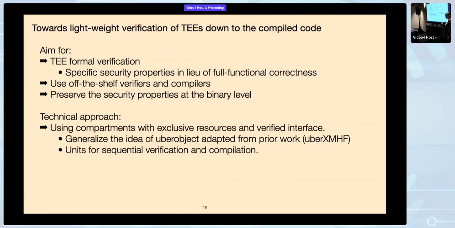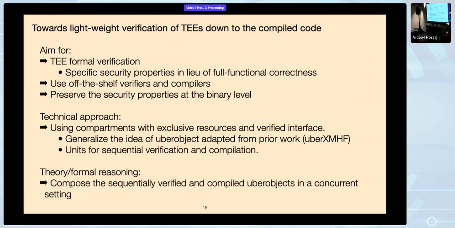So the technical approach that we are going to take is to advocate for a programming paradigm that uses compartments. We want the programmer to write their programs in compartments, and these compartments have exclusive resources and some verified interface. This is an idea that we took from the prior work, UberXMHF. And in the prior work, they called these small compartments Uber objects. So I'm going to call them Uber objects too. And we want to use these compartments as units for sequential verification and compilation.